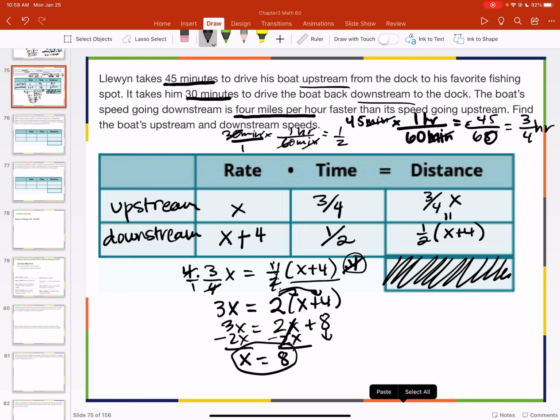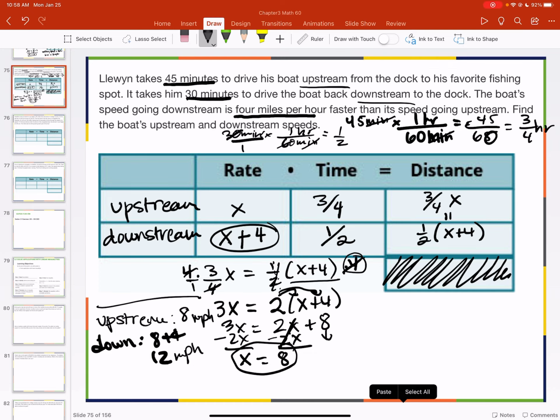So the rate upstream is 8 miles per hour, 8 mph. But then downstream is 8 plus 4. Okay, so what's 8 plus 4? Well, that's 12. So 12 miles per hour, and that's it. Okay, let's try another one.